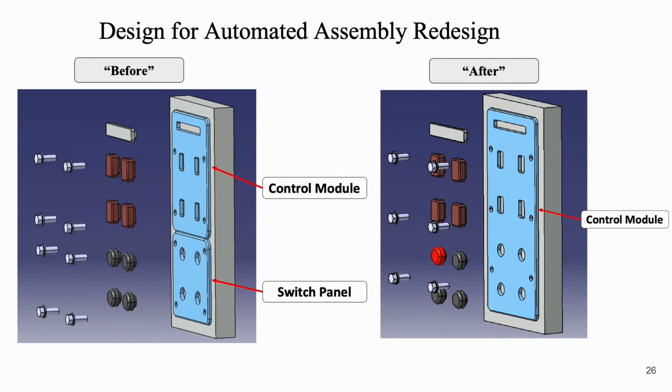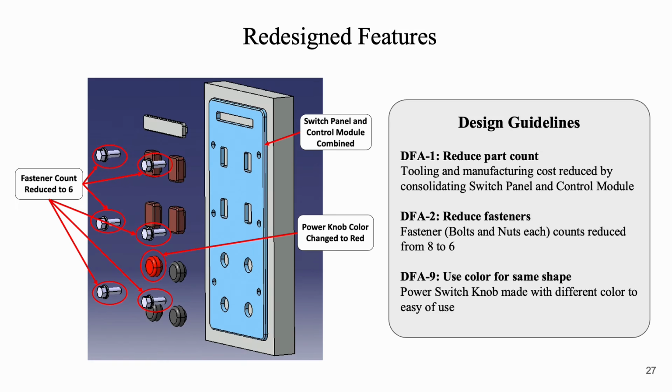Here you can see exploded view of before and after CAD. In the after CAD redesign, we have combined switch panel and control module. Along with combining switch panel and control module, we have reduced fastener counts from 8 to 6 and provided red color to power knob in order to differentiate it from other similarly shaped knobs.